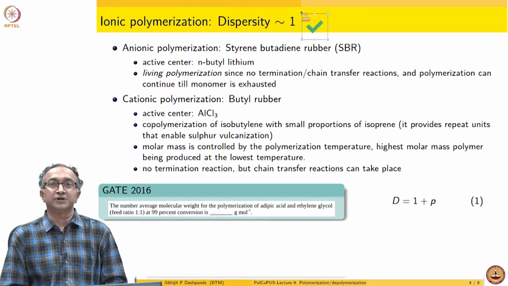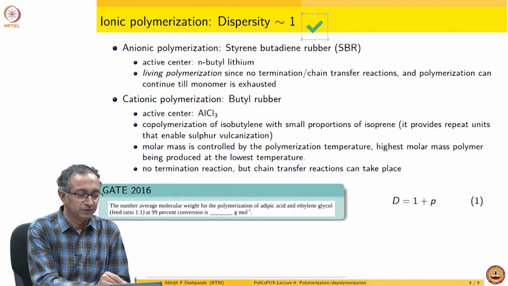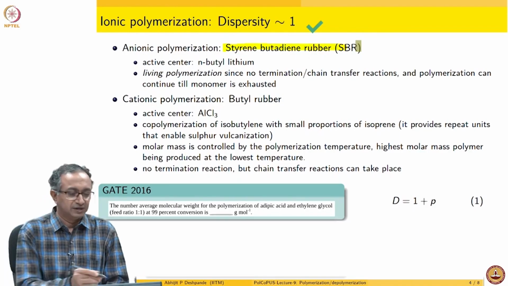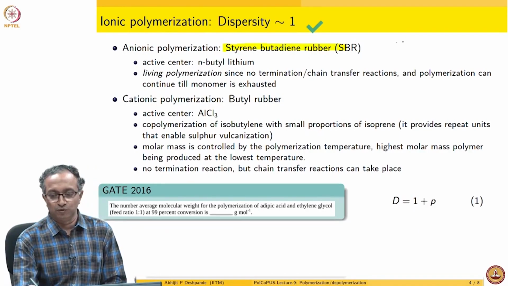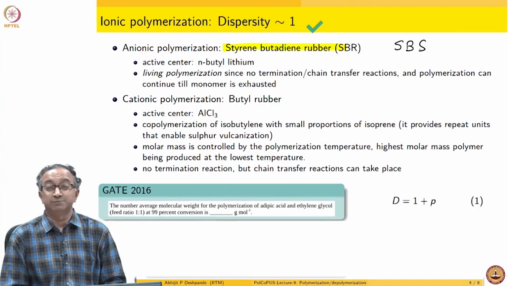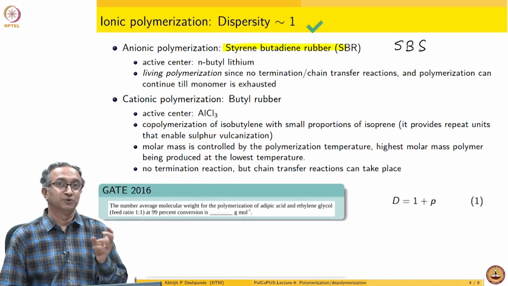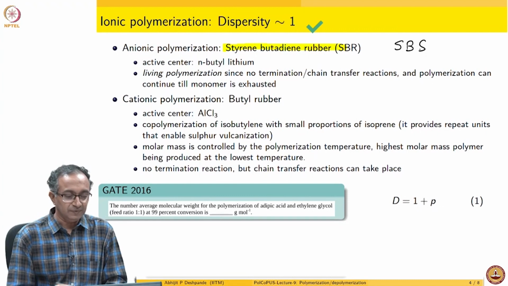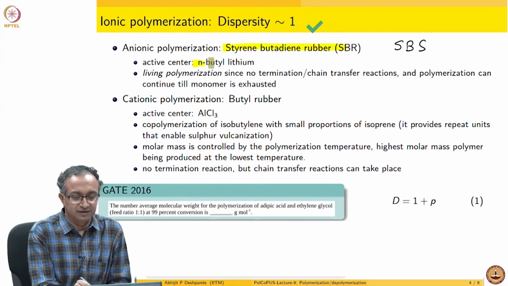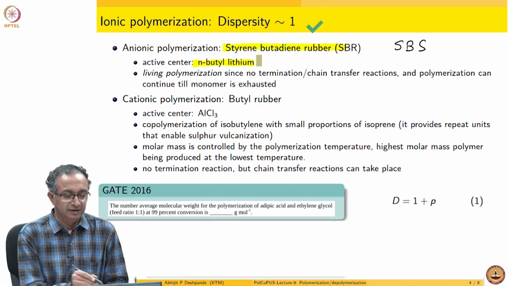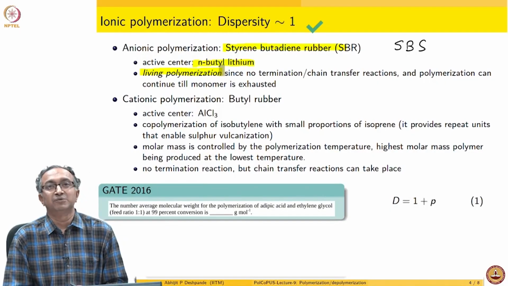So two most important examples of ionic polymerization are in terms of rubbers. We use anionic polymerization for styrene systems, and it's used for styrene butadiene rubber. It is also used for another important copolymer of styrene, which is SBS. There will be minor differences in terms of how the sequencing of monomers is. The monomers here are styrene and butadiene. In this case, the active center is an anion which comes from butyl lithium, and this class of polymerization is also called living polymerization.